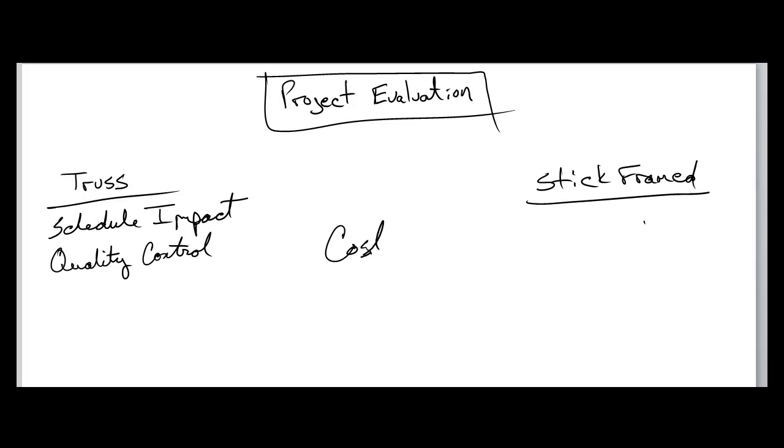So what about cost? Well, there's two aspects of cost. There's material cost and labor cost. From the aspect of material cost, stick framing is typically more economical because the cost of the direct material to stick frame a roof is less than what you buy a manufactured truss for. But then you have labor cost. So how does labor cost work?